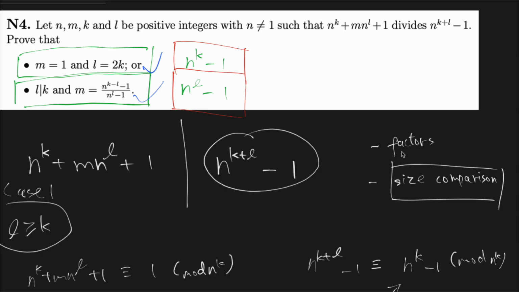And so the takeaway from this problem is definitely how to deal with these divisibility problems, which is number 1 with factors and number 2 with size comparisons. And also, like mentioned before, we can obviously do some sort of combination of both of them, which in this case turned out to be really helpful.